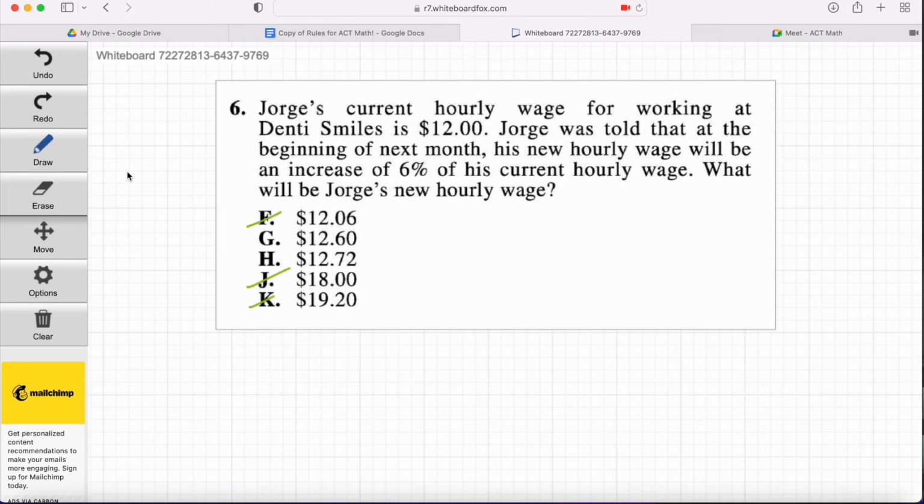Okay. All right, let's talk about the math thing here, because I couldn't tell you whether it's going to be answer choice G or H, 1260 or 1272. Just looking at that, they both seem reasonable. Okay. First of all, let's talk about what percent means. We're dealing with 6% here. Do you know what 6% means?